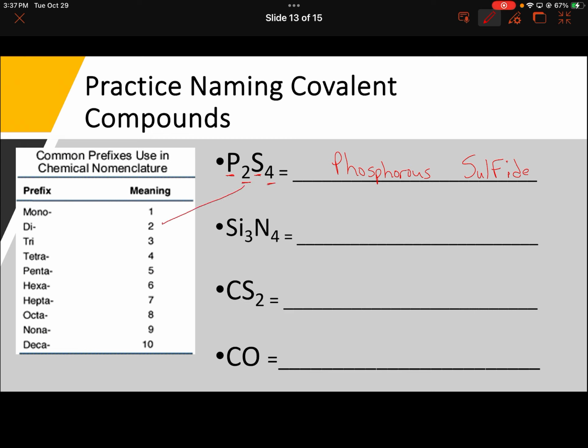So I have to go to my prefixes. The prefix for 2 is di. So I will say diphosphorus. And the prefix for 4 is tetra. So we have diphosphorus tetrasulfide. So in terms of naming this compound, we simply use our prefixes. We don't have to worry about using oxidation numbers. We just use the necessary prefixes.